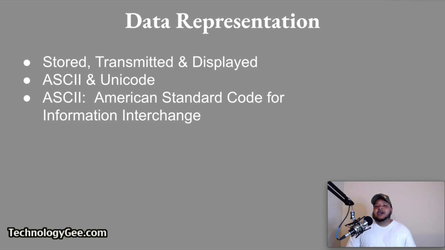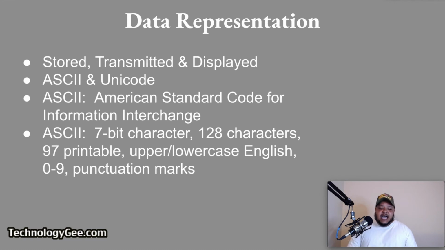ASCII stands for American Standard Code for Information Interchange. ASCII is a 7-bit character set that includes 128 characters, of which 97 are printable. These characters include the upper and lowercase English alphabet, numbers 0 through 9, and punctuation marks. So basically, this is one of the first systems to allow us to type letters that are visible on the screen.